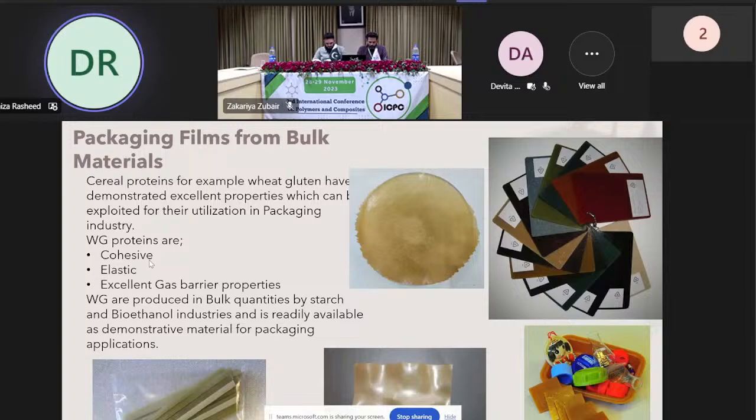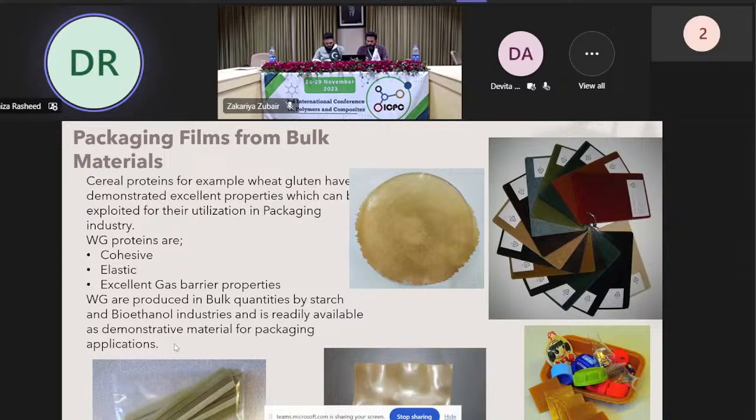For example, they are cohesive in nature, they are elastic, you can extend them up to 400%. They have shown excellent gas barrier properties, which are important when we are looking for packaging materials. And these wheat gluten proteins are also available in bulk quantities, as they are a co-product from starch and bioethanol industries, and they are readily available as a demonstrative material for packaging applications.